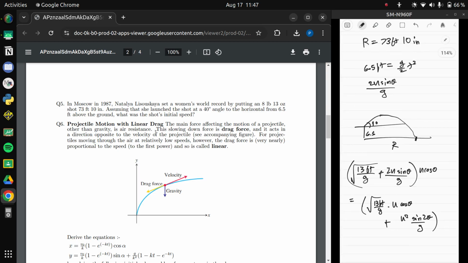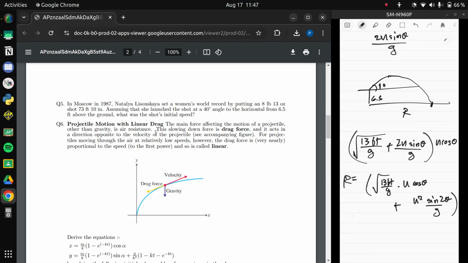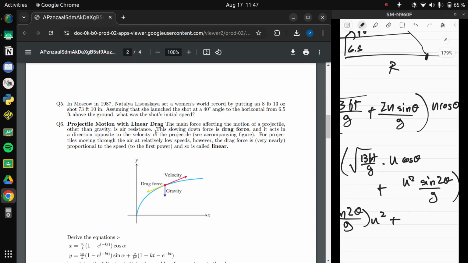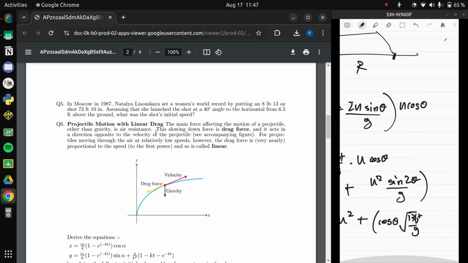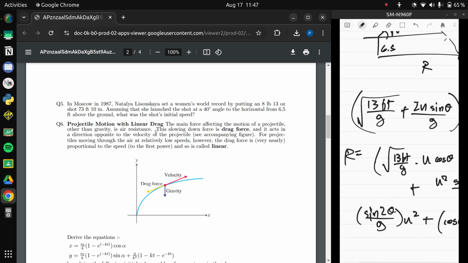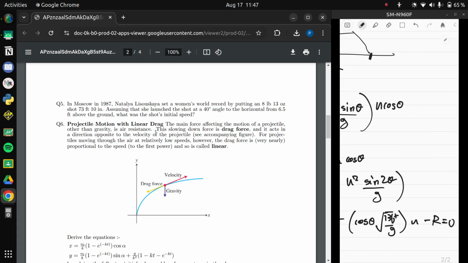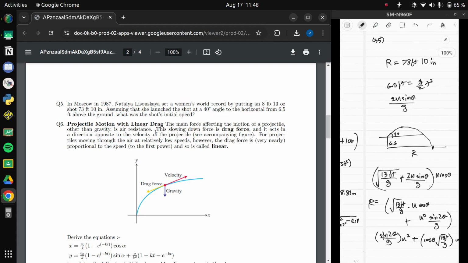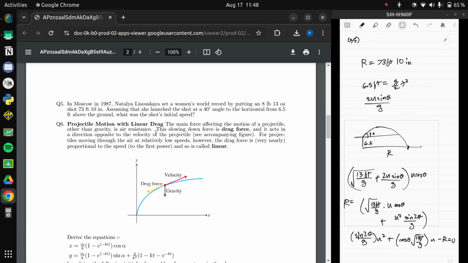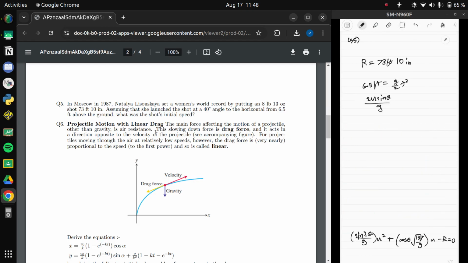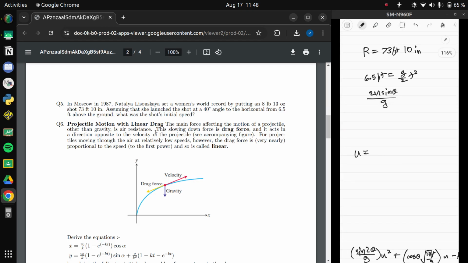Cool. And this thing is going to be equal to r, so you get something like sine 2 theta upon g u squared plus this stuff, which is just cosine theta times the square root of 13 feet by g, times u, minus r, is equal to 0. Sure, that's the thing. Okay, just plug in some numbers. Actually, don't plug in numbers, just say it is equal to minus b. So what we want is just the u thing, right?